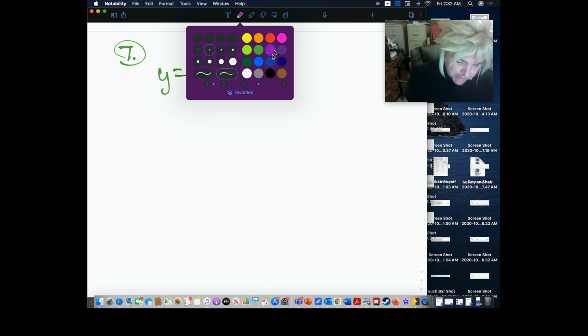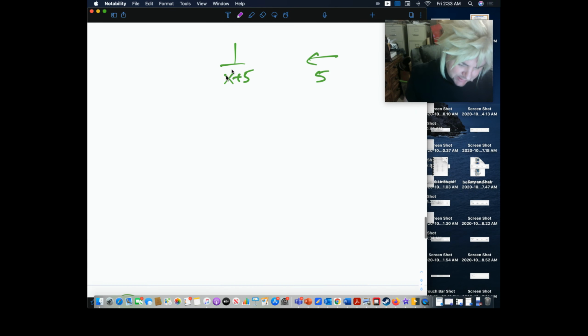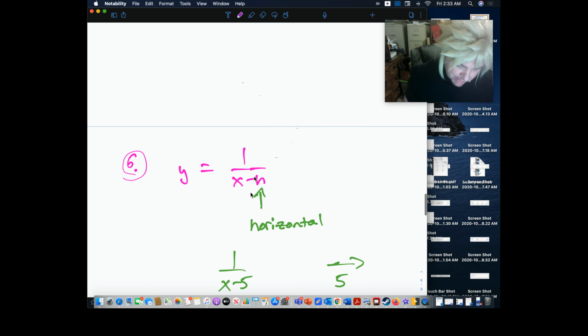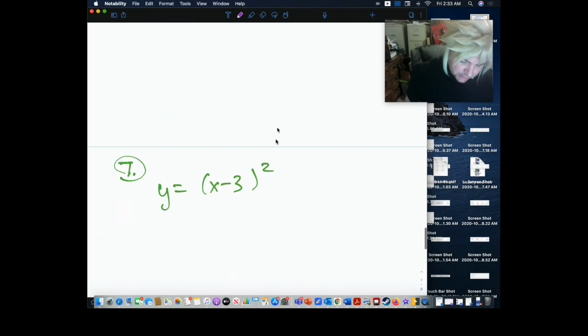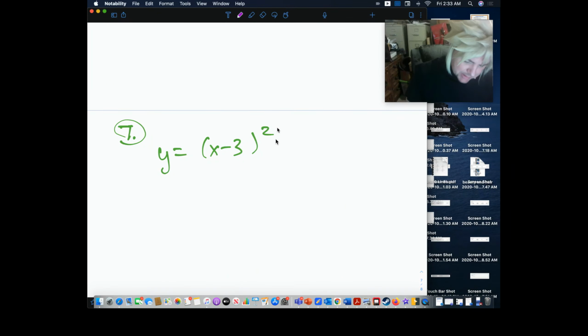Or 12. Let's see. What else? What's next? Number 7. Y equals x minus 3 squared. Well, what does this do? Y'all should know this by now. We know what this does. If we refer back, we just talked about it, right? It's horizontal, and it's the opposite. So this should be going to the right 3. If it's minus, it's positive, so it's to the right 3.